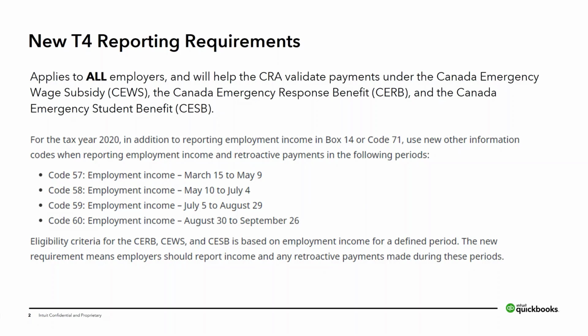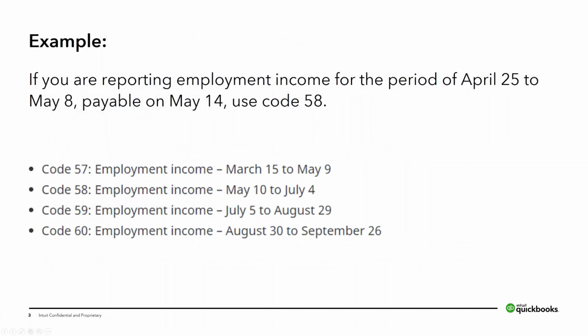Again, this is being done because eligibility criteria for the CERB, CEWS, and CESB is based on employment income for a defined period. The new requirement means that employers should report income and any retroactive payments made during these periods. The period is the date the employee is paid. As an example, if you are reporting employment income for the period of April 25th to May 8th, payable on May 14th, you will use code 58.